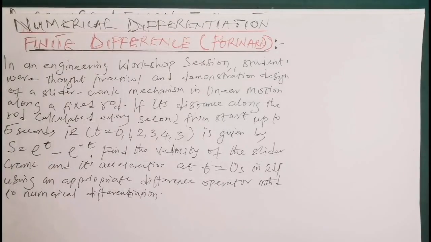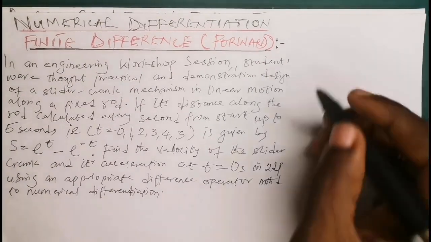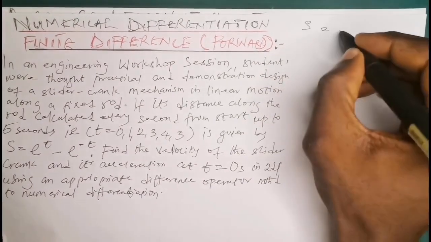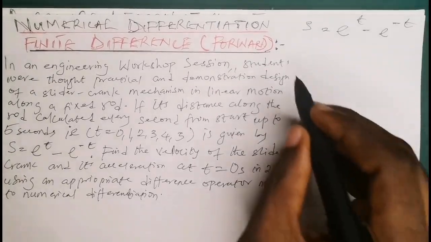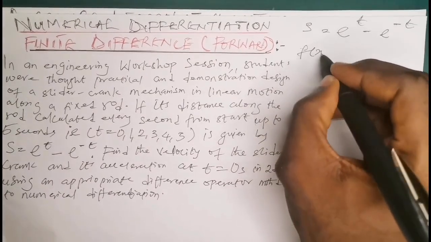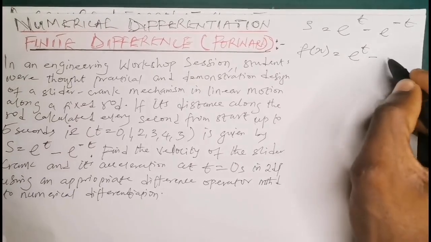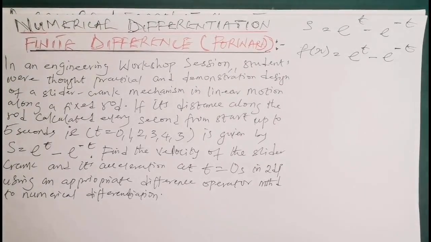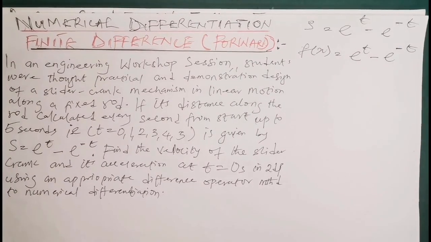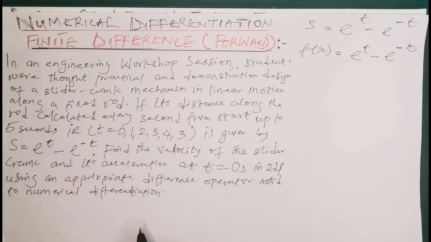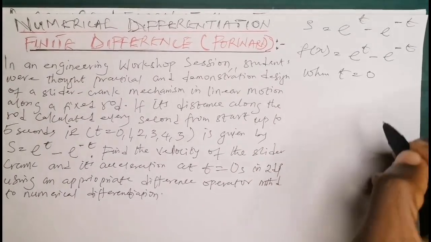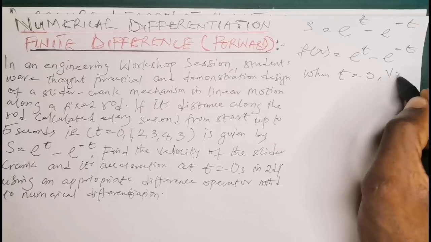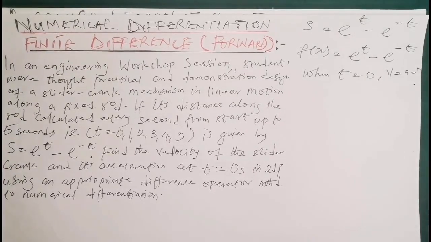Okay. Now, our key equation s was given. s is equal to exponential t minus exponential to the power of negative t. So we simply call this our function f of x equals exponential t minus exponential negative t. That's our function. Now, we are asked to find the velocity and acceleration when t is equal to 0. So when t equals 0, we have to find velocity and acceleration, unknown. We have to find the velocity and we have to find the acceleration values.